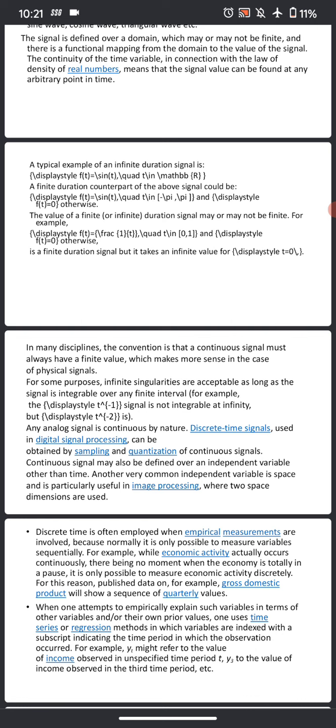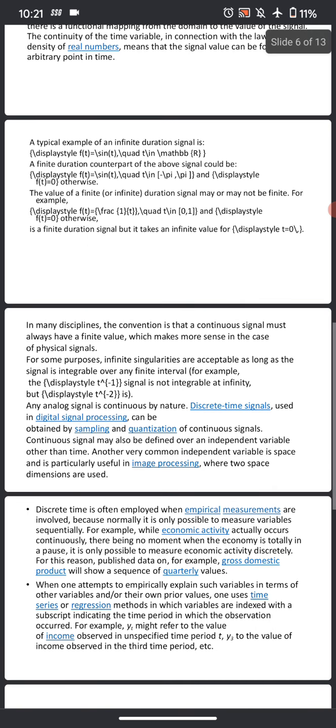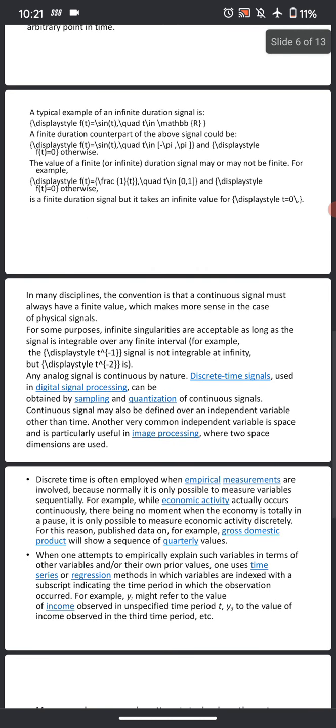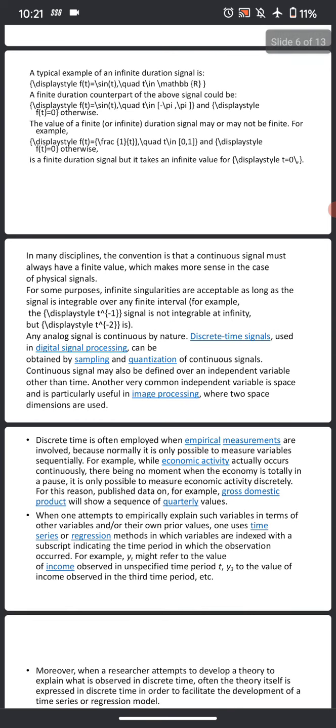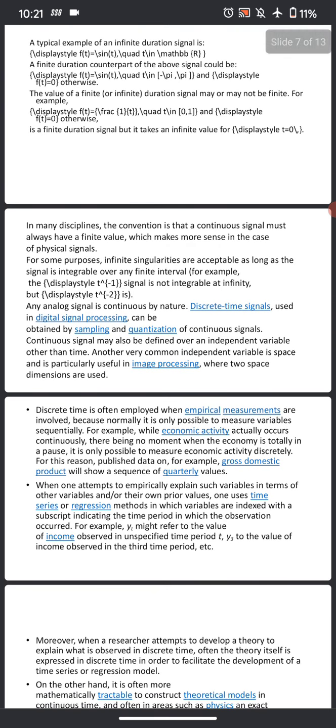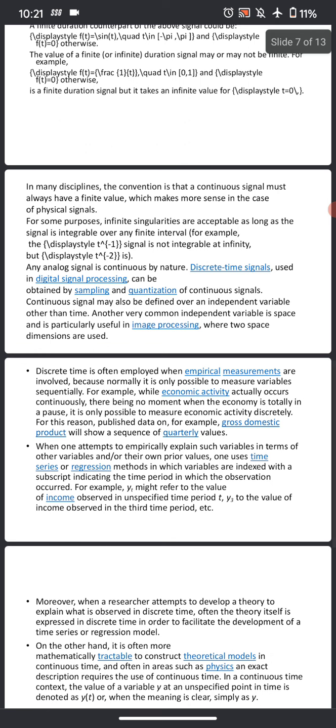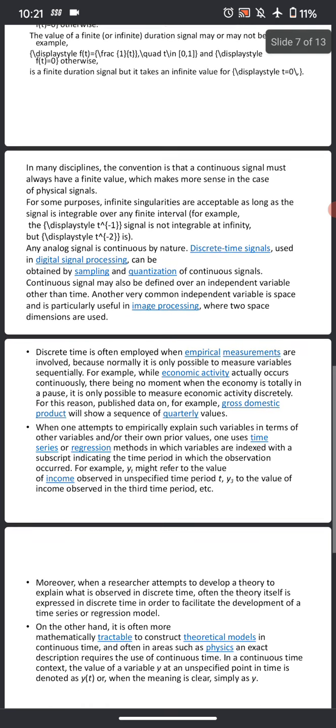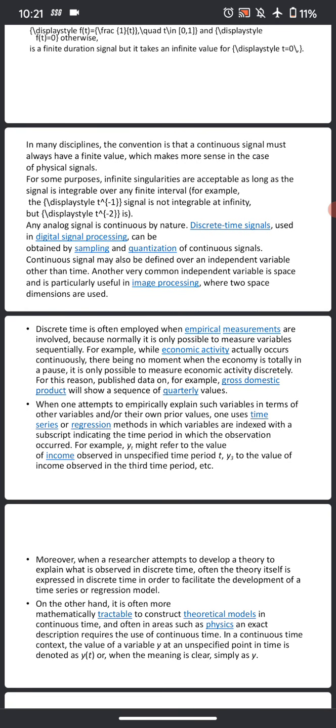Any analog signal is continuous by nature. Discrete time signals used in digital signal processing can be obtained by sampling and quantization of continuous signals. Continuous signal may also be defined over an independent variable other than time. Another very common independent variable is space and is particularly useful in image processing, where two space dimensions are used.